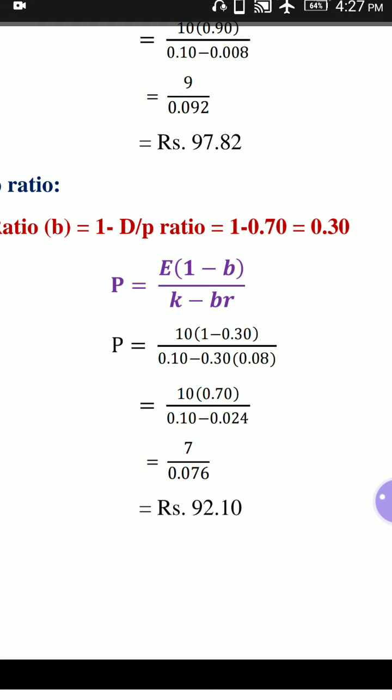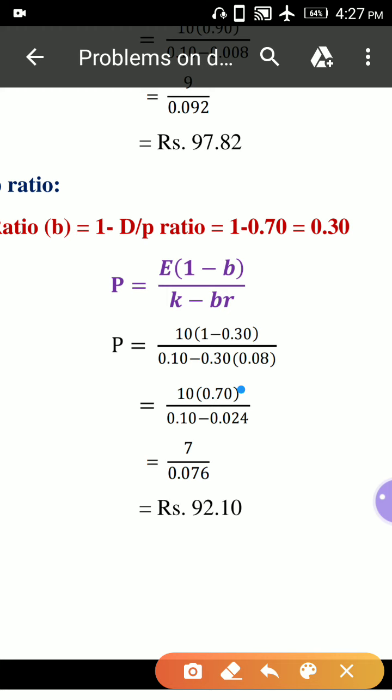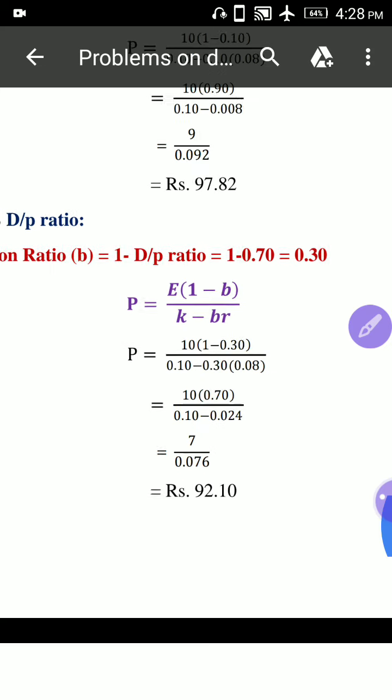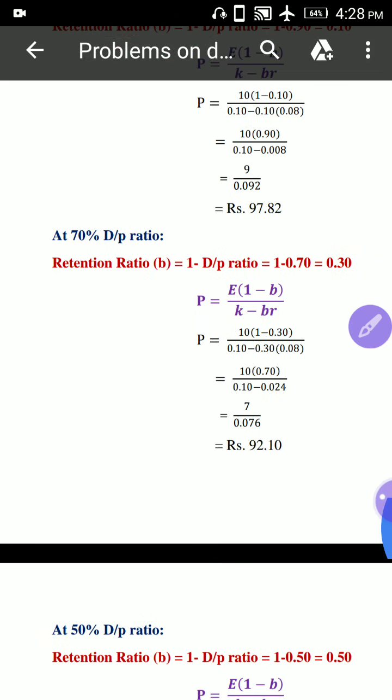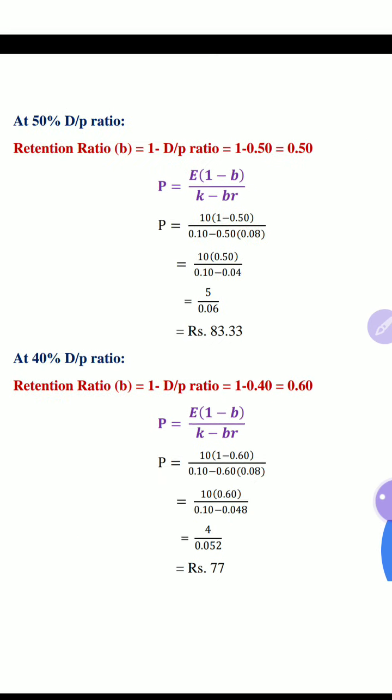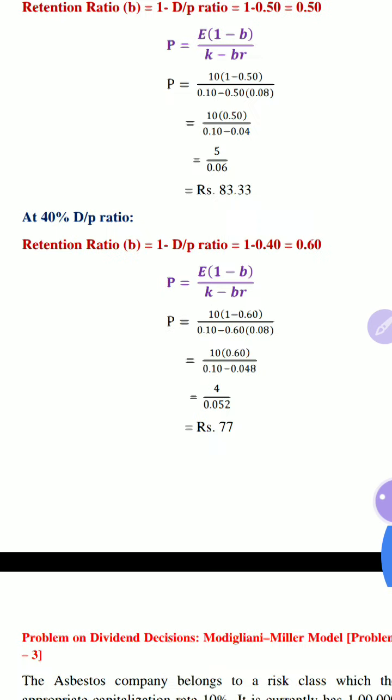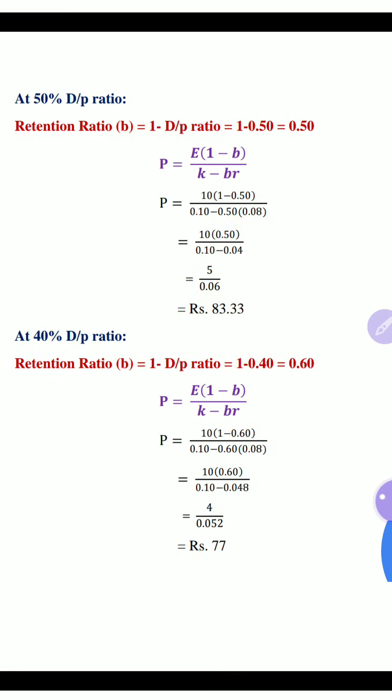Now 10 into 0.70 is equal to 7. 0.10 minus 0.024 is equal to 0.076. Now 7 divided by 0.076 is equal to 92.10. This is it for 70% dividend payout ratio. Now have a look at 50% dividend payout ratio.